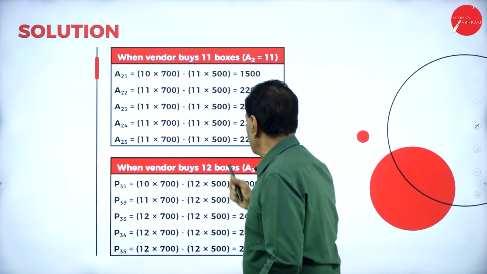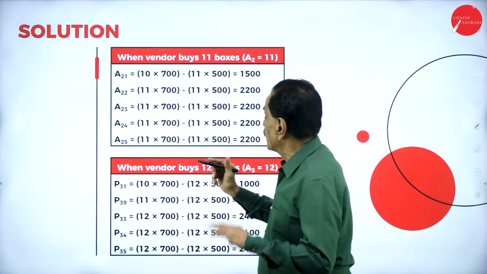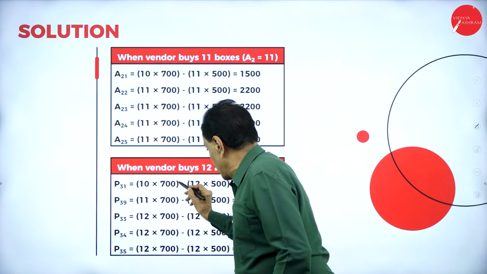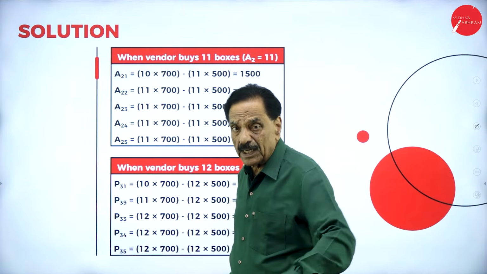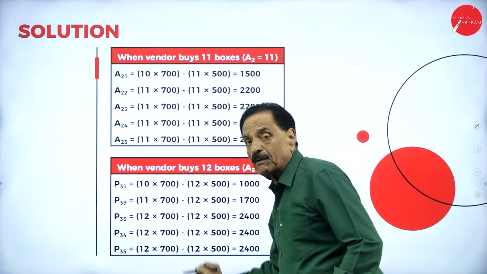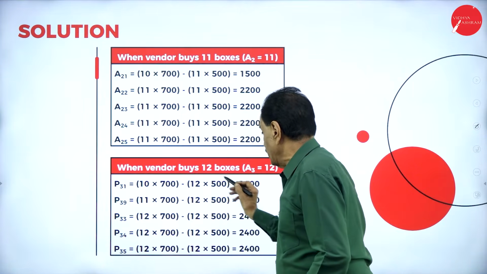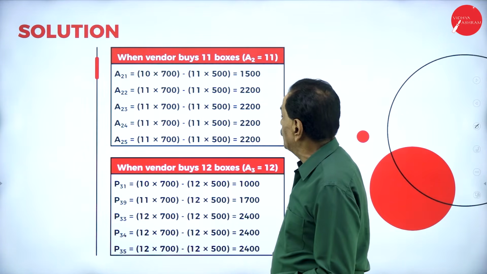Now, when the vendor buys 12 boxes, 11 becomes 12. How will it be? First, 10 into 700, 11 into 700. Next, 12 into 700, 12 into 700, 12 into 700. Here all 12 we have to write. Then 12 into 500, 12 into 500. So this is called the rotation system, we say.